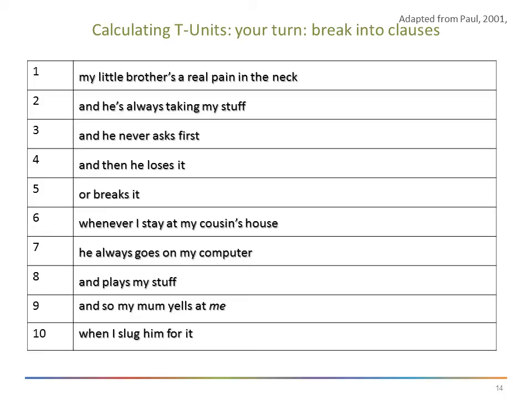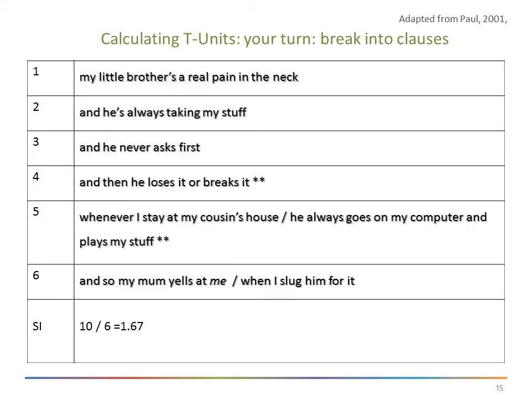What we need to do now is to calculate the number of T units, which you'll recall is a main clause plus or minus any subordinating clauses. So there cannot be more than 10, but there may well be fewer, and there actually are fewer. There are 6 T units because there are some main clauses that have a dependent clause. So again, if you could just take a moment to work them out, and I'll show you the slide shortly.